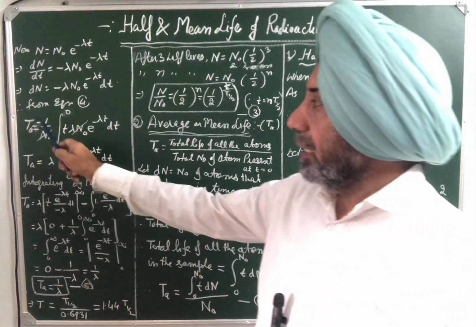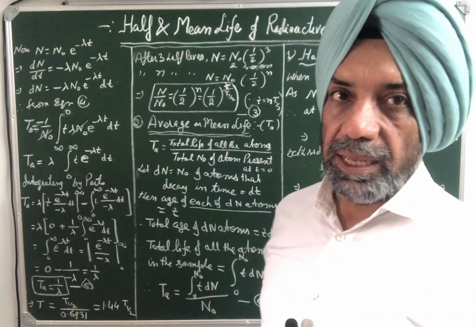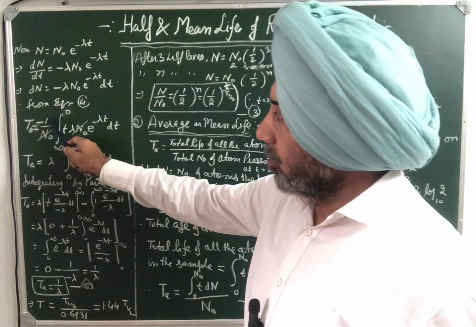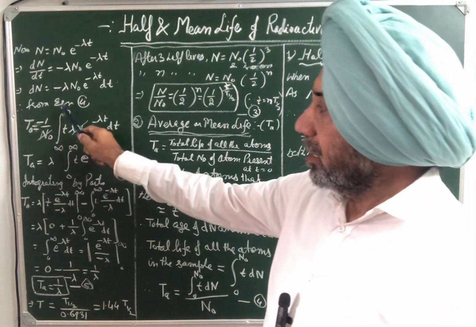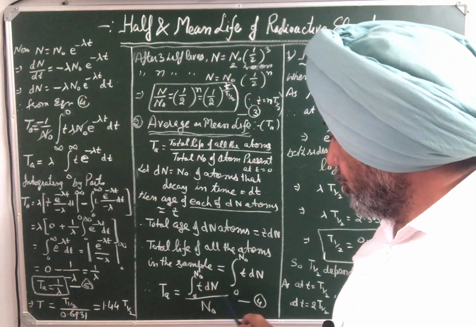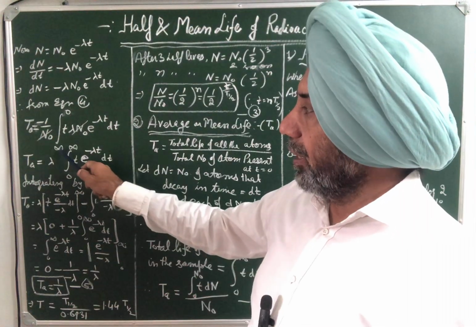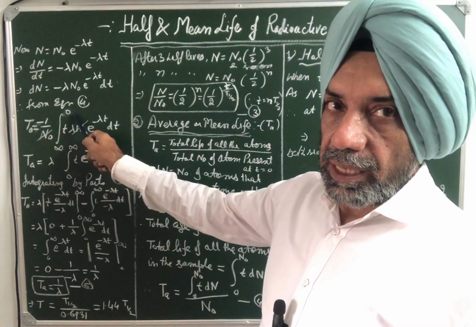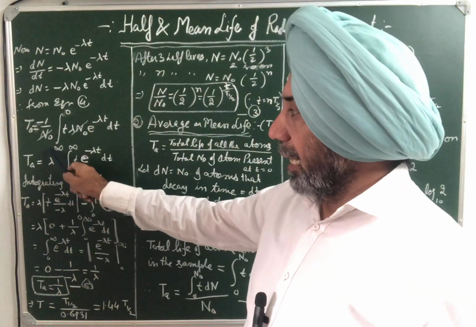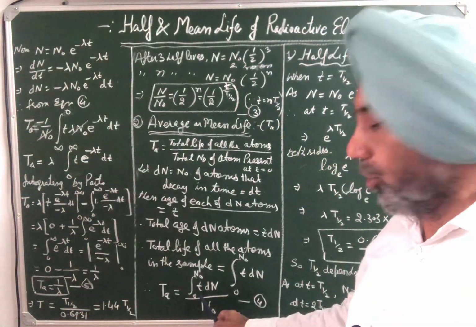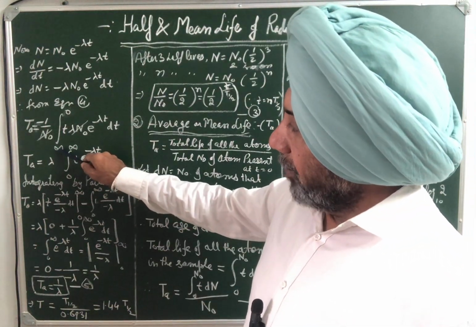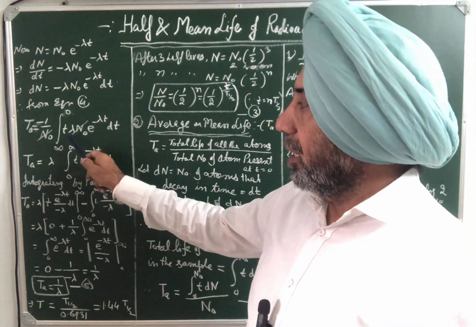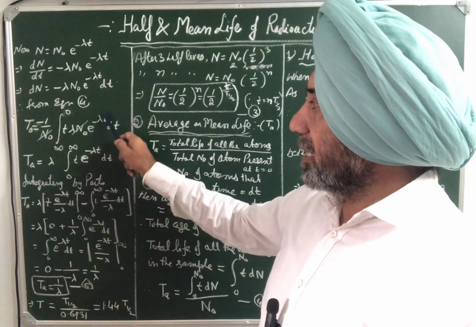So we have t average, the average life or mean life of a radioactive element, is equal to 1 upon N0 integral. Now, instead of 0 to N0 we have infinity to 0, because t is equal to 0 corresponds to N is equal to N0, and t is equal to infinity corresponds to N is equal to 0. So limits will be infinity to 0 instead of 0 to N0, because now we are integrating with respect to t. So it will be t lambda N0 e raised to minus lambda t dt.